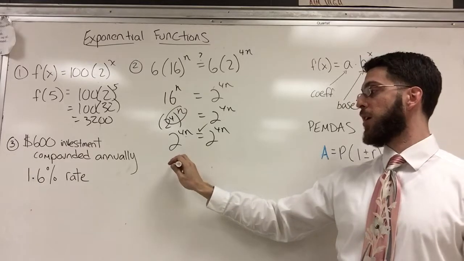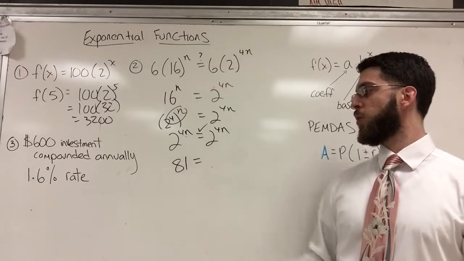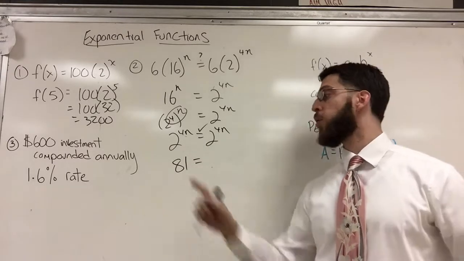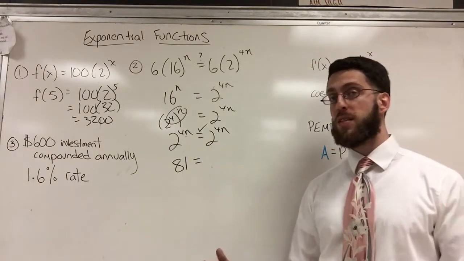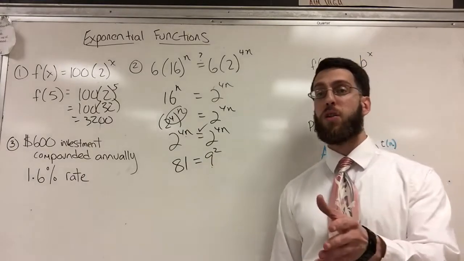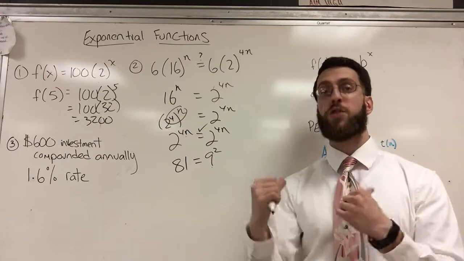Here's another example. Can you rewrite 81 as an exponential, or with an exponent? So of course 81 to the first power, that's easy. Can you rewrite it with a different base? Sure, you should be thinking, that's 9 squared. Can I make it harder for you? Try to rewrite it with a base of only 3. Pause it, do it, check my work.